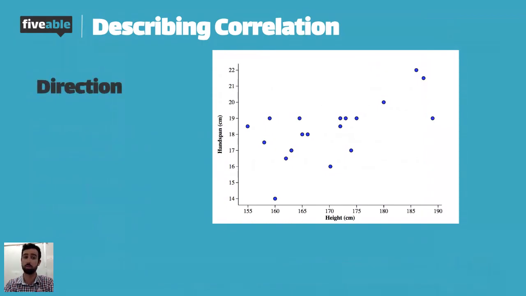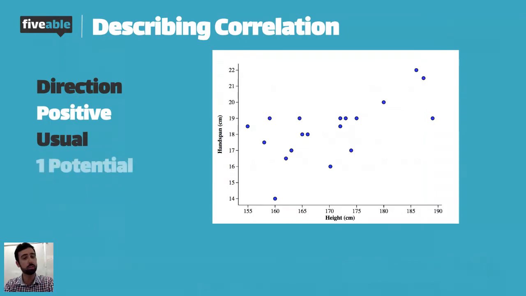So first we want to talk about direction. Now these are all the things you're going to have to hit on your AP exam to make sure that you score a 5. So this direction here is positive. Talk about anything unusual. There's probably one potential unusual point or outlier, this person down here. And again, this is something that doesn't follow the trend. The form. So this is a linear form. And for this class, we're going to focus on linear and nonlinear. Anything else we don't need to worry about.